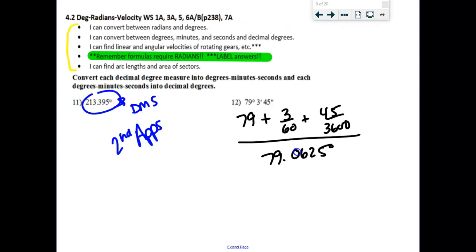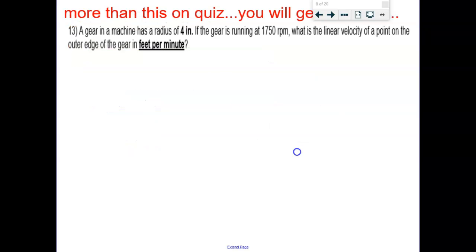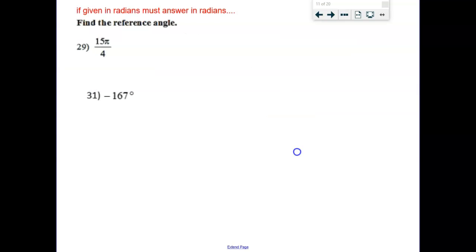29 is our next request. Excellent choice. Wait, where's 29? There we are. Okay, so 29 is where they're going to ask you for reference angles. And I believe on the key it says 45 degrees is the answer. What's kind of wrong with me saying the reference angle to that measure is 45 degrees? Yeah, it's radians. And these questions will be multiple choice on the test.